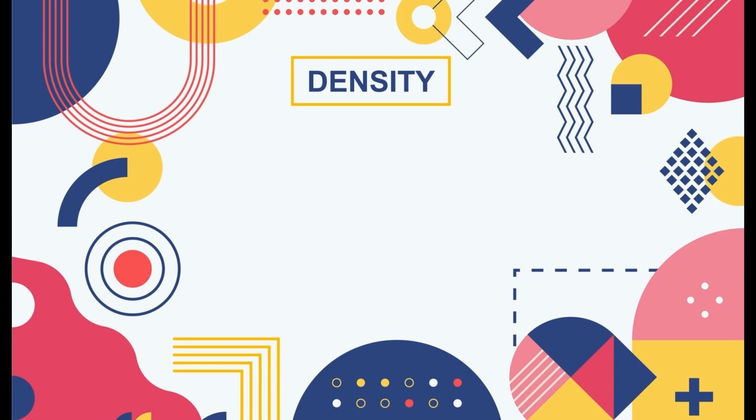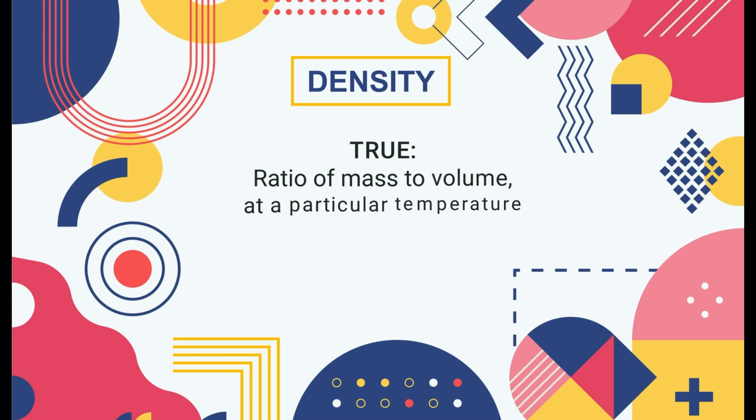If it is further less, suppose 0.2, then 20% will sink, 80% will float. So this gives you an idea about what significance specific gravity has. In order to determine the density, the ratio of mass to volume, you want to know how much is the mass of a unit volume.